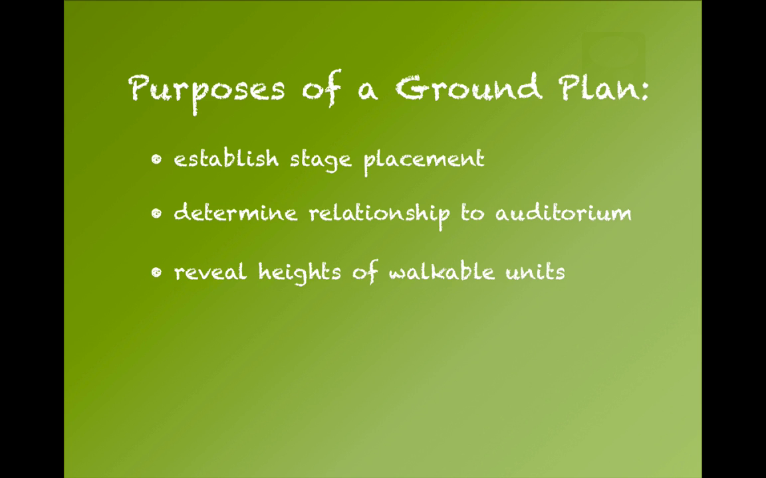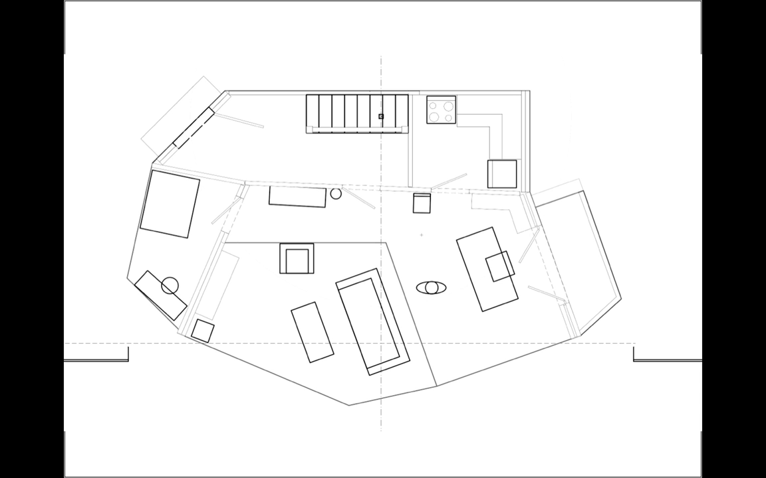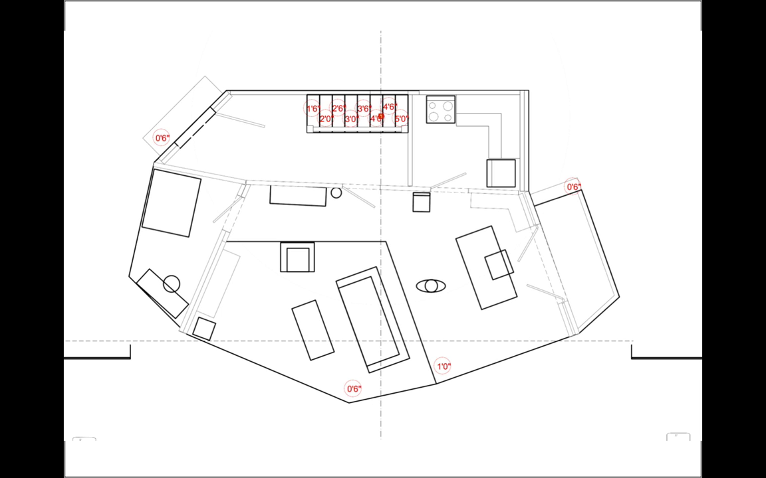A ground plan helps to reveal the heights of walkable units. As we zoom in on our scenic design, we know that this represents the floor plan of a set that has different heights in its platforms. We can't determine those looking straight down on the set unless we designate some of those heights by adding dimensions to represent those heights on the ground plan.